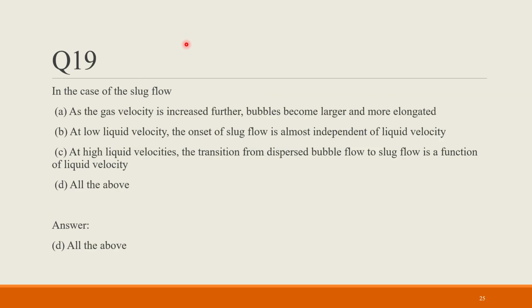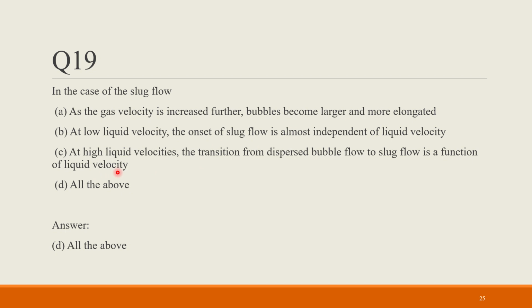In case of slug flow, as the gas velocity is increased further, bubble becomes larger and more elongated. At low liquid velocity, onset of slug flow is almost independent of liquid velocity. At high liquid velocity, the transition from dispersed flow to slug flow is a function of liquid velocity. All the above.